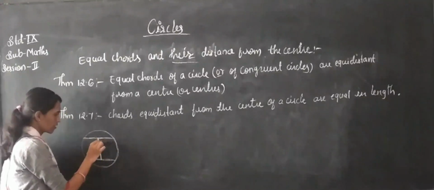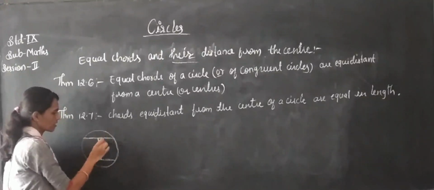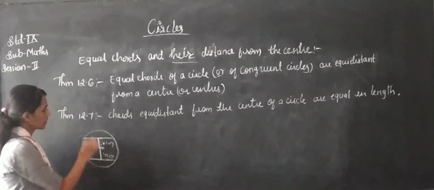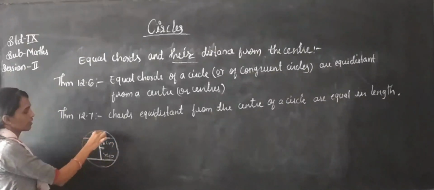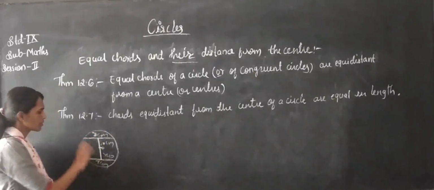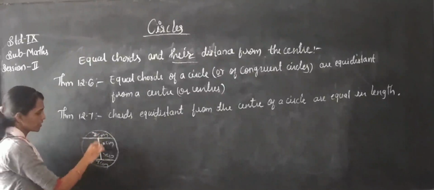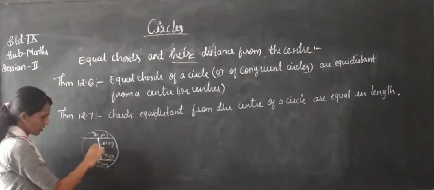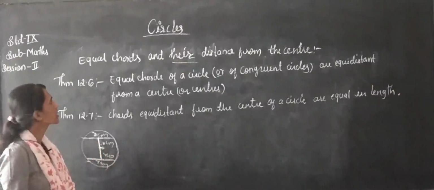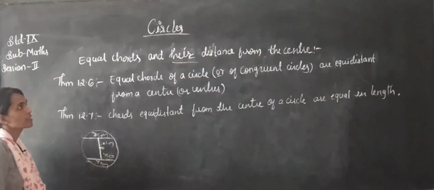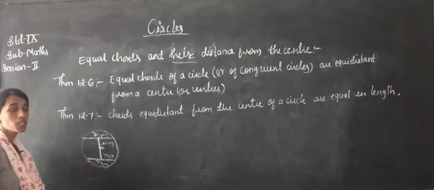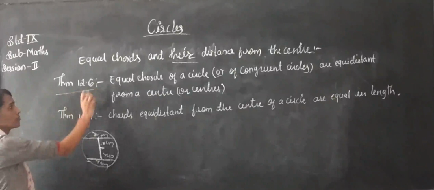Consider this distance as x centimeter and this as y centimeter. The length of this chord is z centimeter, and this one also you can take as z centimeter, 5 centimeter or 2 centimeter, whatever. So these 2 chords are equal, and whatever the distance from the center to the chord is, that is called the distance from the center to the chord. So that is theorem 12.6: equal chords and their distance from the center.